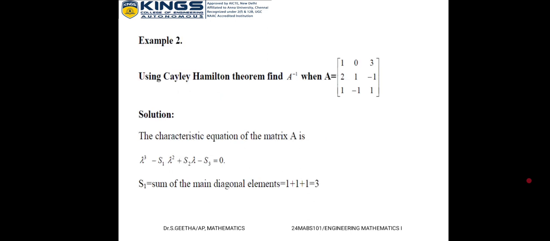Next. Example, using Cayley-Hamilton theorem, find A inverse when A is equal to [1, 0, 3; 2, 1, minus 1; 1, minus 1, 1]. In this example, we are going to find A inverse by using Cayley-Hamilton theorem. First, we find the characteristic equation of the matrix A: lambda cube minus S1 lambda square plus S2 lambda minus S3 equal to 0. Here, S1 is the sum of the main diagonal elements. In the given example, the main diagonal elements are 1, 1, 1. Therefore, S1 is equal to 3.